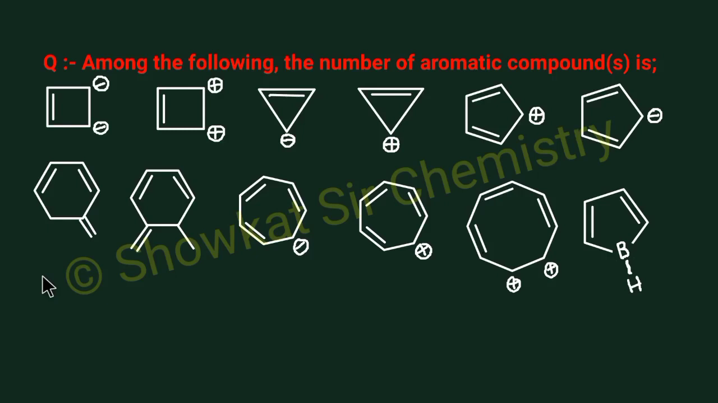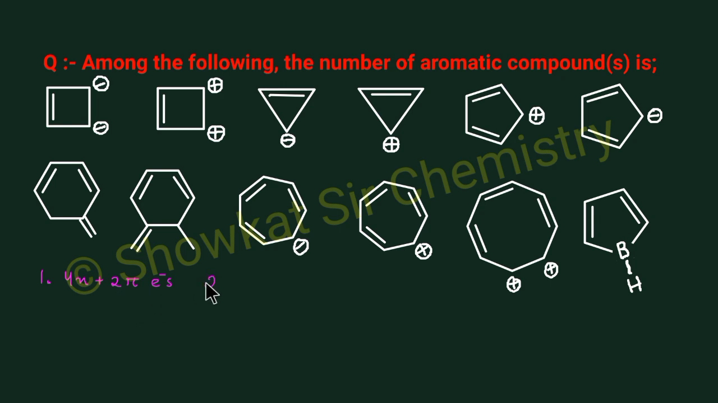So our today's question is to find the number of aromatic compounds among the following. In order to be aromatic, a compound must have 4n plus 2 pi electrons, right? That's actually Huckel's rule. It should follow Huckel's rule, that is 4n plus 2 pi electrons.